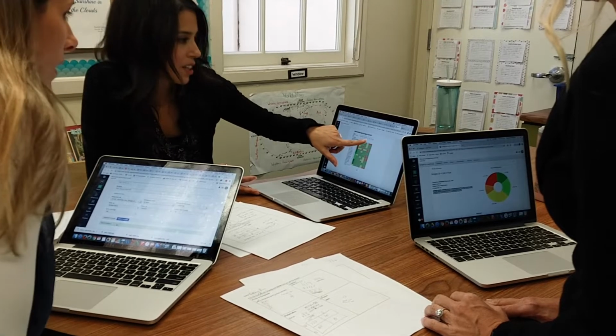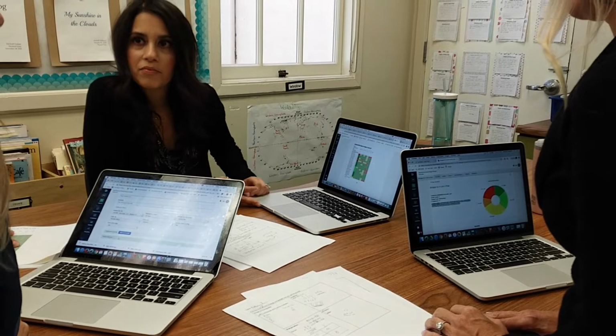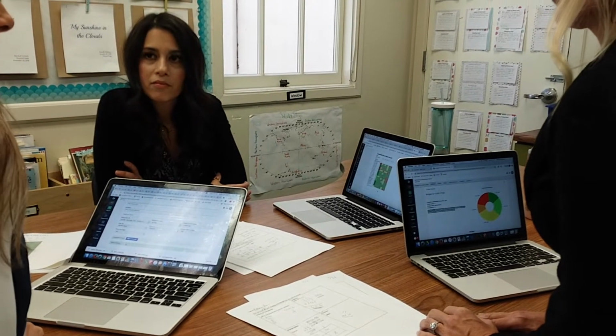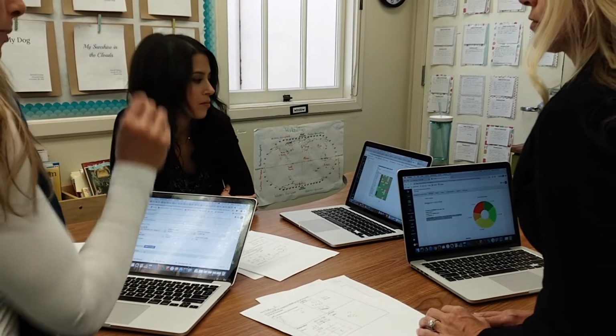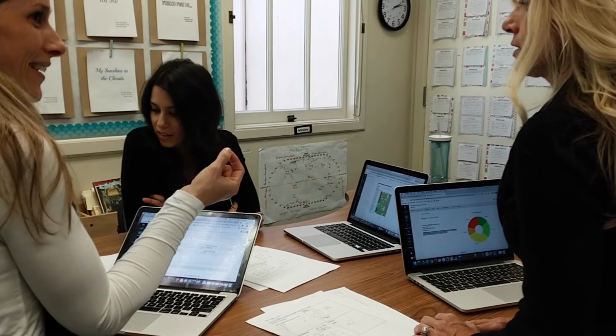The next step in the data-driven differentiation process is for grade level teams to get together and talk about the data and what to do next instructionally. Teachers reflect on their overall practice and discuss next steps to meet individual student needs.